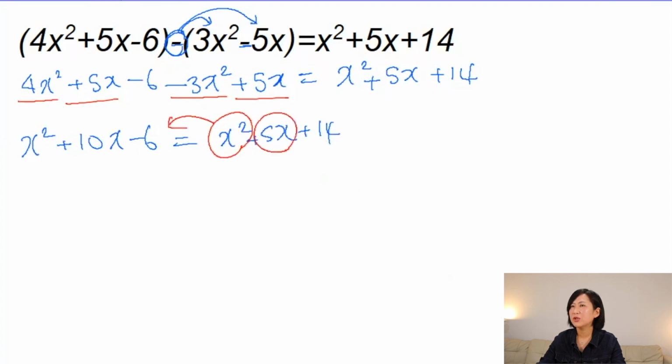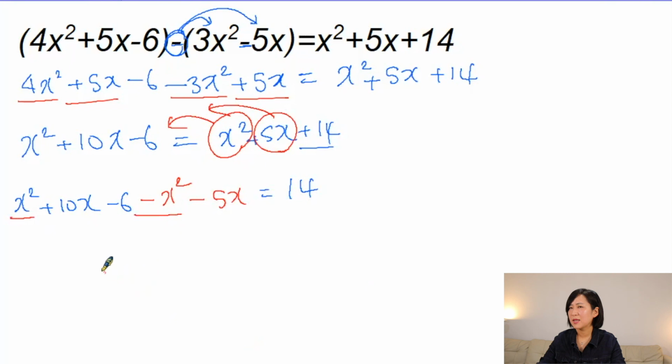Now our final goal is finding x. That's why let's put all the letters, variables, on the left side of the equation, and move all the numbers to the other side of the equation. Do you think we can collect like terms? Yes. We've got x squared, that's 0, and 10x minus 5x is 5x. Now we've got only x and the numbers.